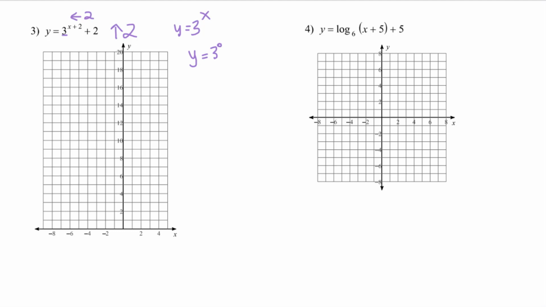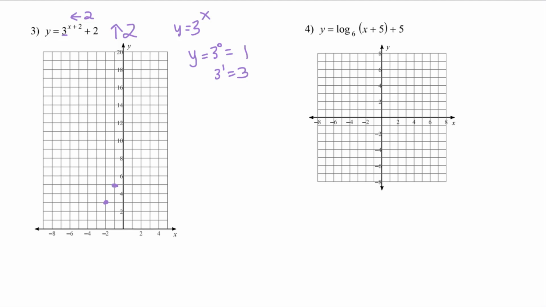Right? Because when you plug in 0, you get 1. When you plug in 1, you get 3. Well, that's what we are transforming here. So instead of it being at 0, 1, we need to go left 2 and up 2 to right here. Instead of it being at 1, 3, where it normally is, we need to go left 2 and up 2.